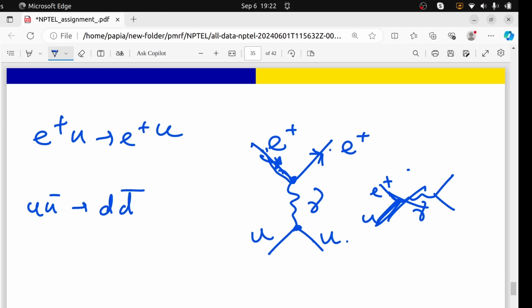Now coming to the weak interaction, is it applicable or not? Weak interaction is mediated by W+, W-, Z0, as I told you. One case can be possible that this is governed by Z0. If it is governed by Z0, then e+ is coming, e+ is going, u is coming, u is going through Z0, and Z0 does not have any charge, so there is no problem. So that can also be possible.